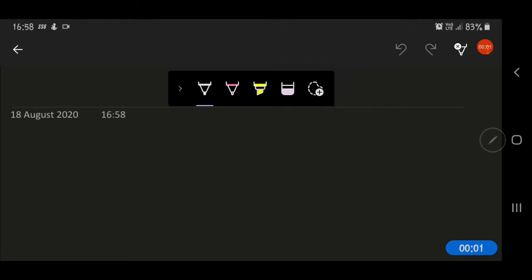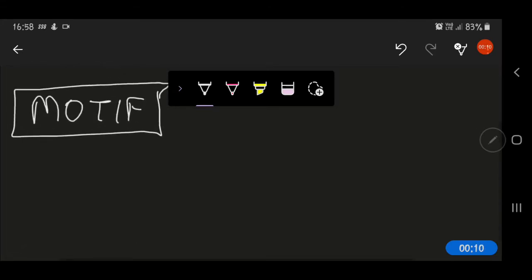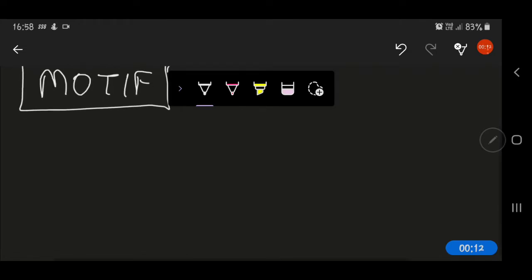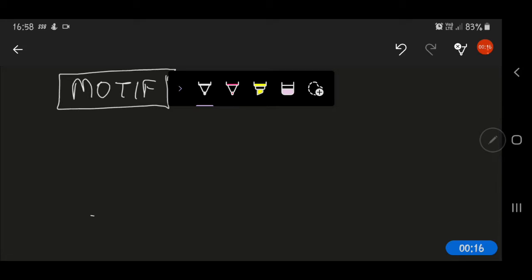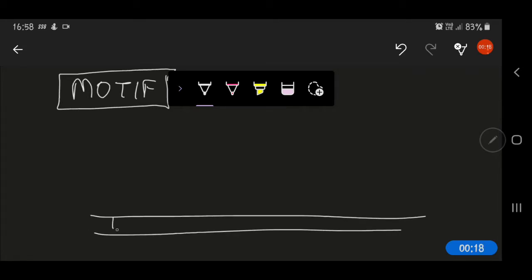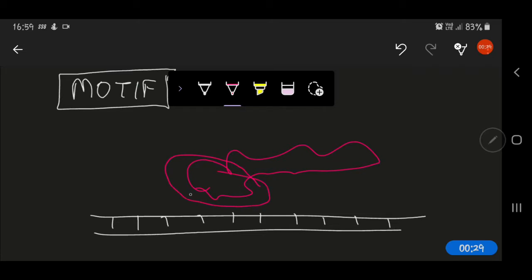We will be discussing motifs. So what is the meaning of the motif? A motif is nothing but a part of a protein. Let's say this is a double-stranded DNA and this is some protein. Now, a motif is a particular part of a protein which interacts with the DNA.